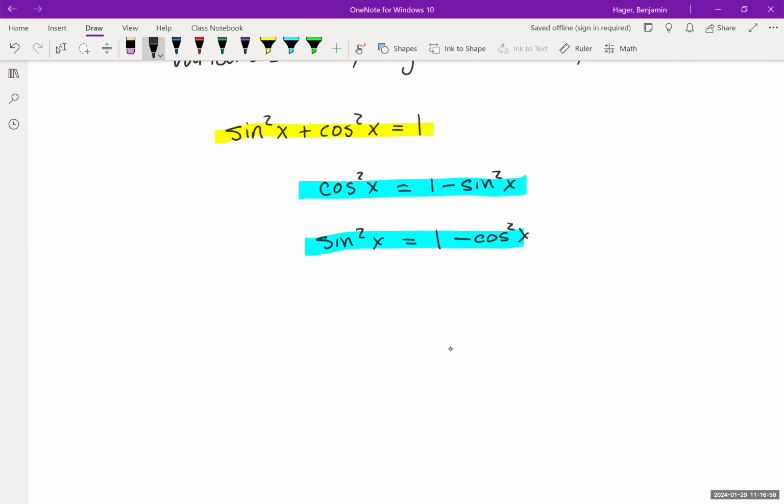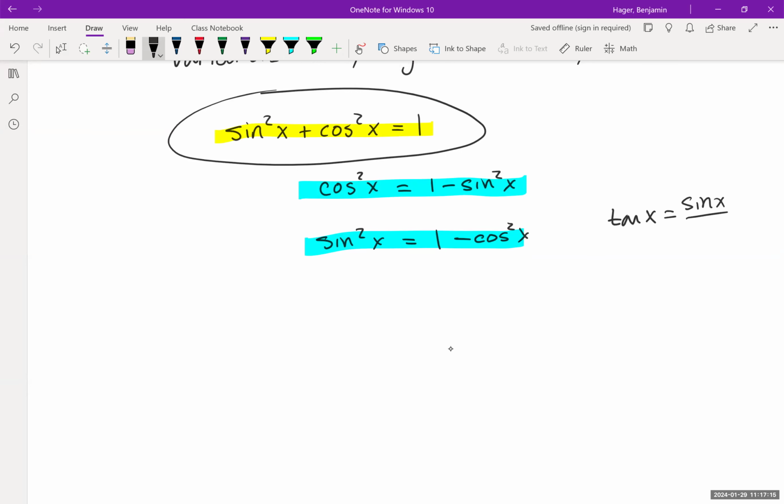Okay, well, there's other flavors of the Pythagorean identity. So this is the only one that I bother to memorize. The rest we could find out using one more identity from trig that's very helpful. Tangent of any angle is always equal to sine of that angle over cosine of that angle. We can make big use of that guy.